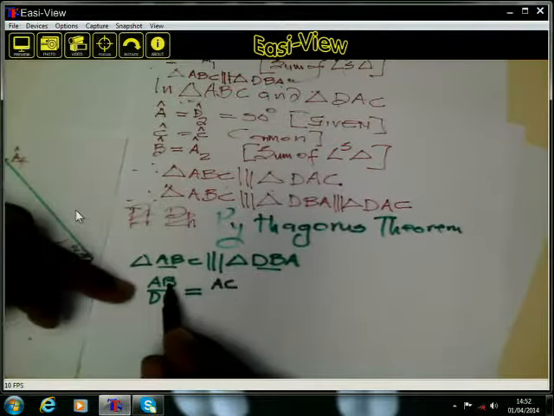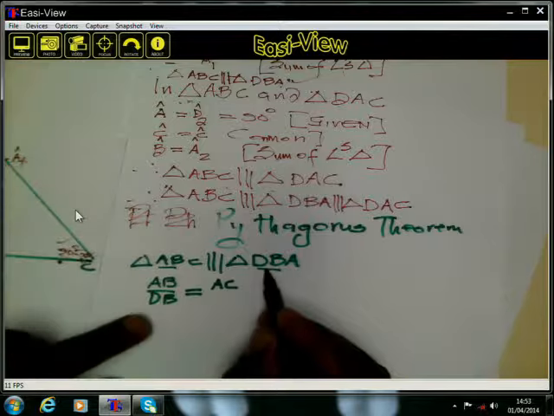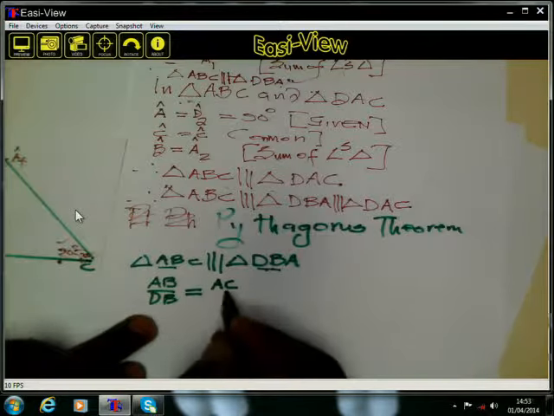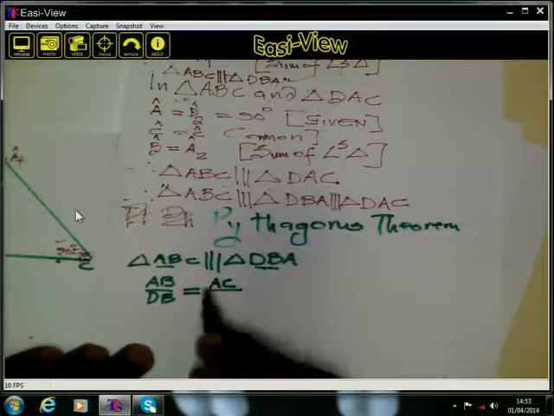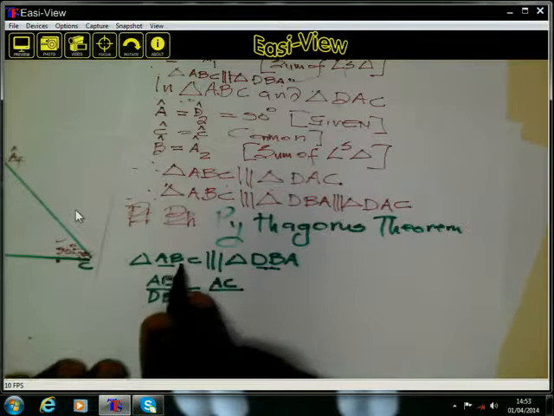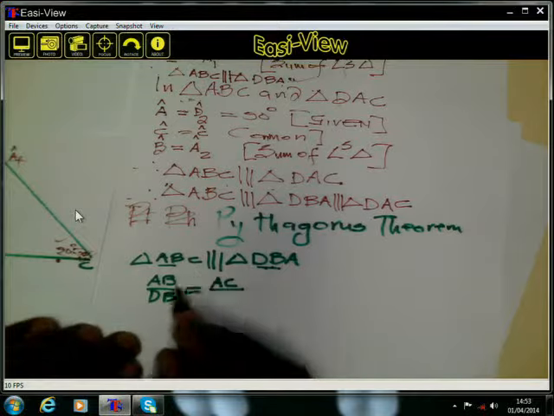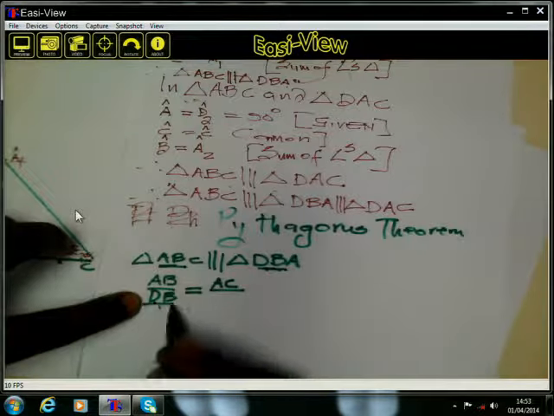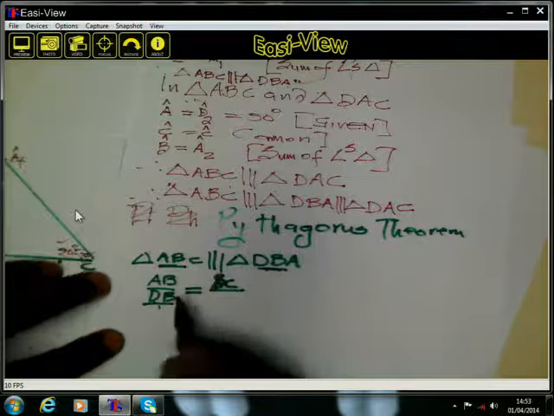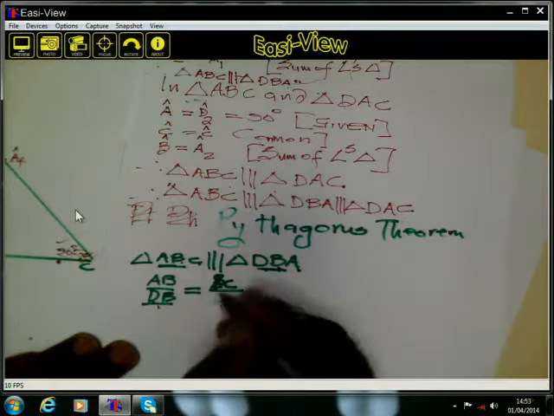It is the smallest side of this triangle, which is AB, over the smallest side of this other triangle, DB, divided by the longest side AC over... I'm getting it wrong. No, it's not supposed to be AC. It's AB over DB. This over that. That is correct. And this should have been BC. Yes. This side over BA, which I can always write as BA or AB.